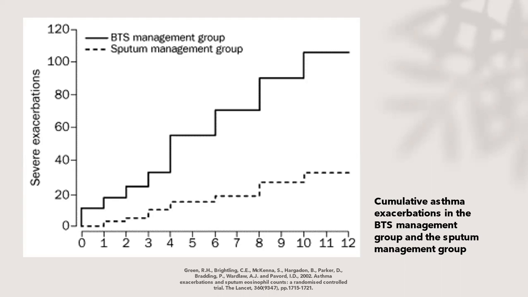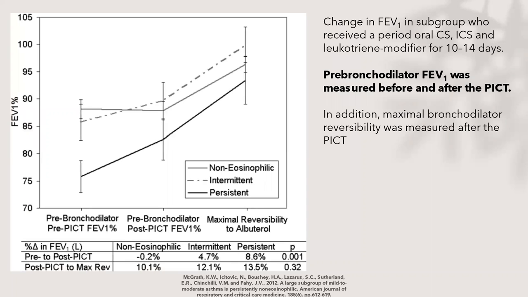And you can see already that when they targeted sputum eosinophilia to keep it less than 3%, there's already a difference in the degree of severe exacerbations those patients had. So that added more credence, more proof to the fact that sputum eosinophilia is somewhat of a molecular basis for that phenotype that responds well to corticosteroids.